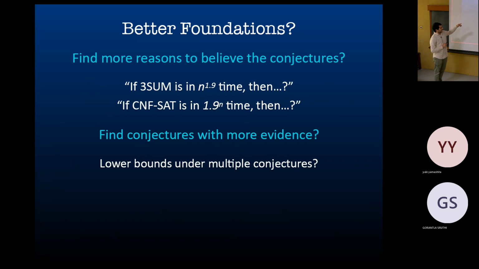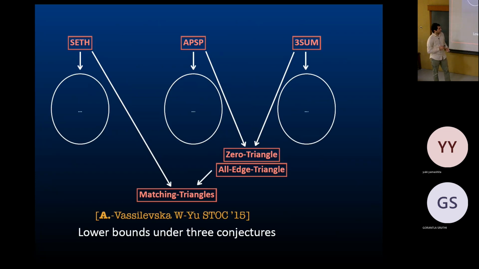And because of that, there's been some interest in replacing the conjecture with better ones, or proving results with more confidence. For example, you could try to prove lower bounds under multiple conjectures. So there are problems that are in the intersection, so if you solve them faster, you break two conjectures. For example, the problem we'll see later, the all-edges triangle problem, where you have a graph and you want to know for each edge whether it's in a triangle.